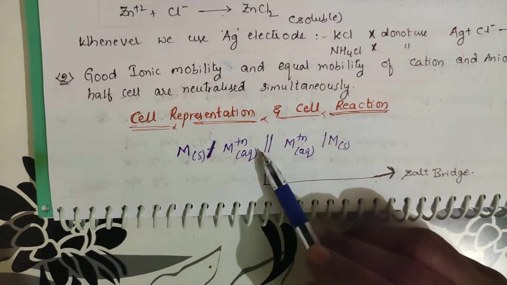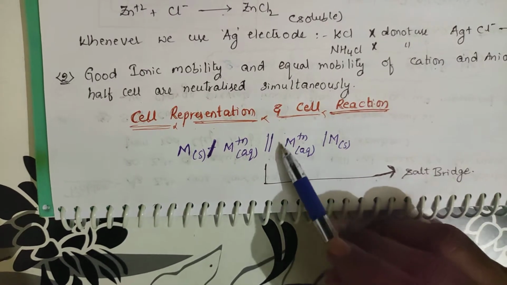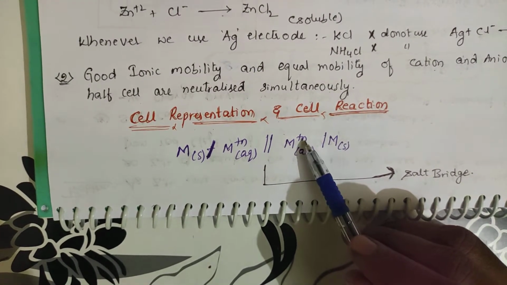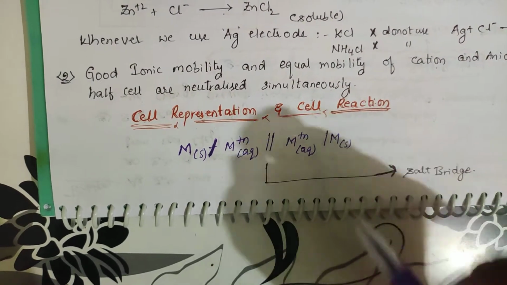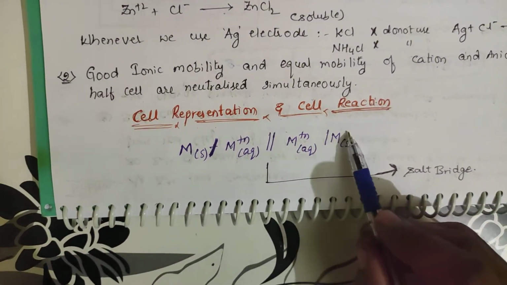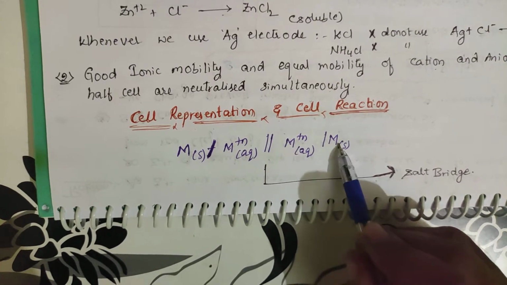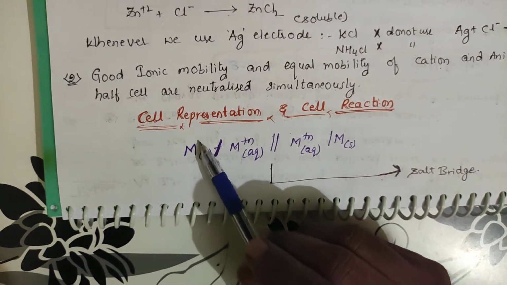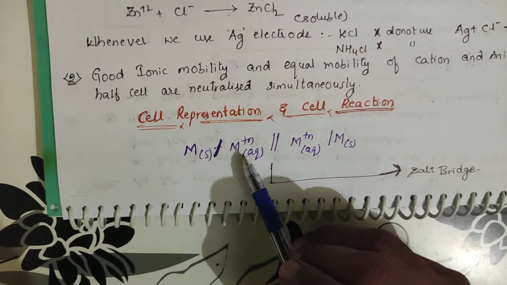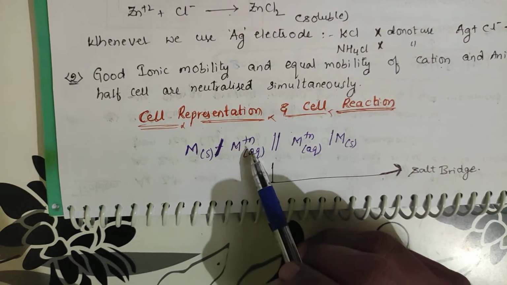Double slash. This M plus n in aqueous condition. So plus n to 0. On this side you are having nothing, right? Plus n to 0 means there is a decrease in the oxidation state. So this is reduction. So here is one electrode in solution.